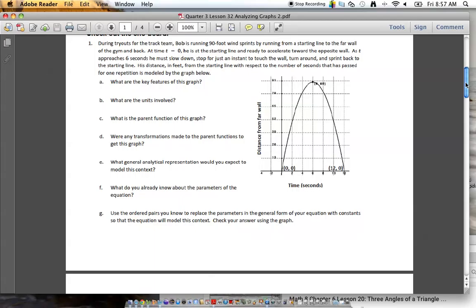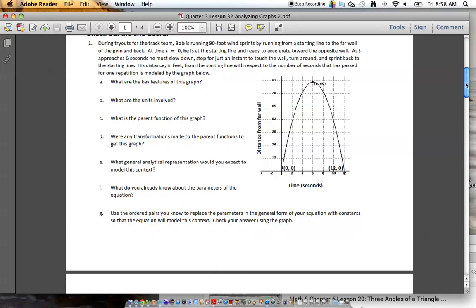Okay, so what are the units involved? Well, this is distance from the wall. I assume this is feet. Does it say in there? Yes, distance in feet. So feet and seconds. What's the parent function? Y equals x squared, good. What transformations to the parent function are being done? It's being negated, good, to flip it. What else do we got?